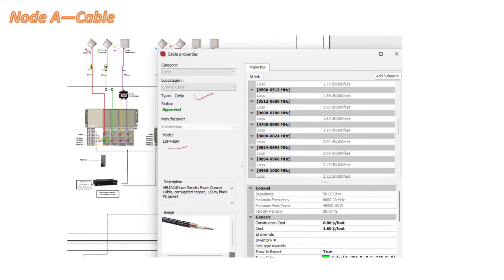You have to remember one thing: as we move from low frequency to high frequency, our cable losses increase. You can see here at 500 megahertz, our cable loss is around 1.55 dB per 100 feet. But as we move towards 1000 megahertz, our loss is 2.2 dB per 100 feet. So as we move towards higher frequencies, our cable losses increase. You should also take care of this.